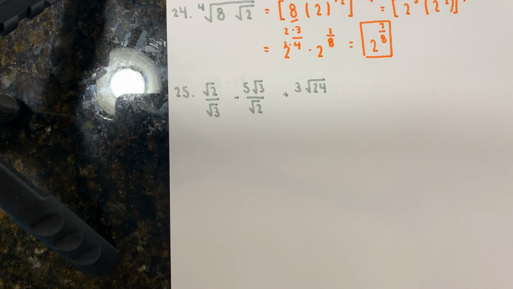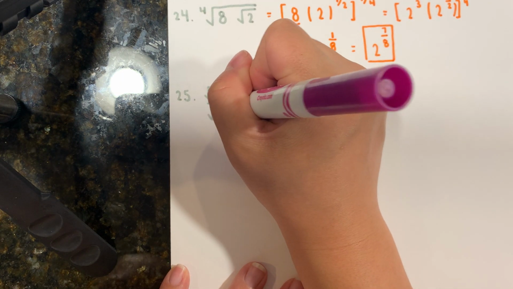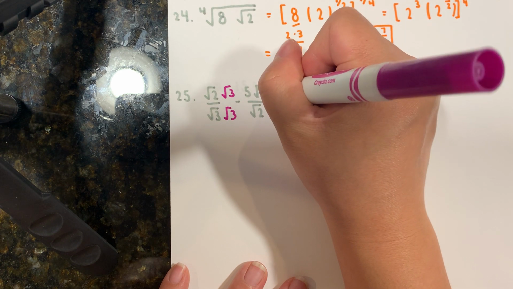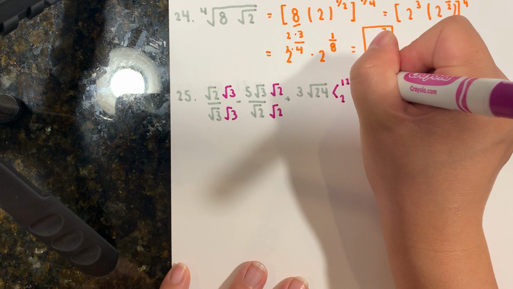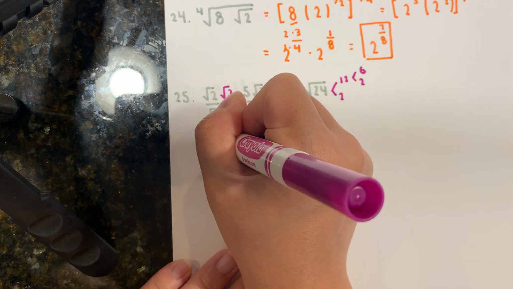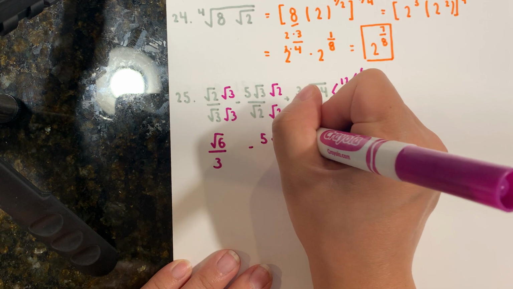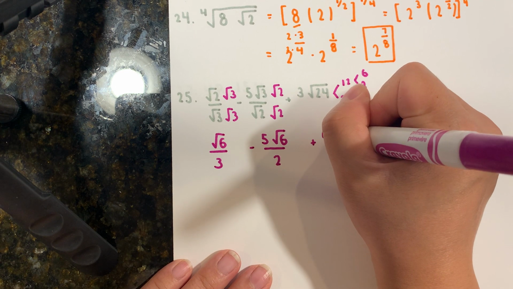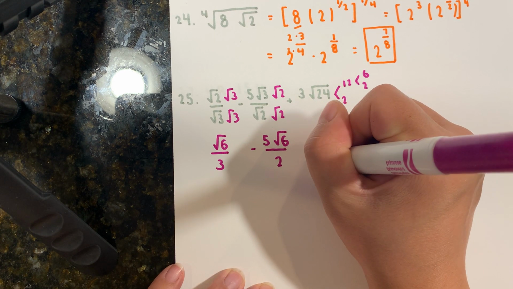Now looking at number 25, we need to eliminate the square roots from the denominator. So I'm going to multiply top and bottom by square root of 3, square root of 2. 24 would be 2 and 12, and then 2 and 6. So really for the first one, I'm going to have the square root of 6 over 3 minus 5 root 6 over 2 plus 6 root 6 over 1. The common denominator is going to be 6.